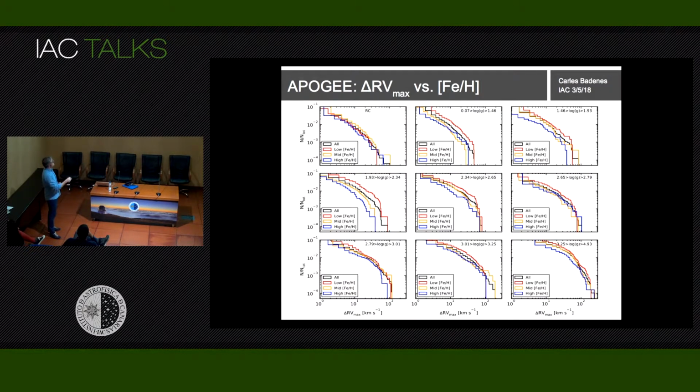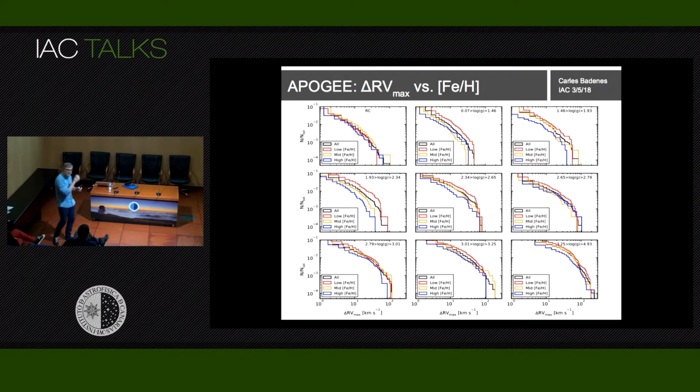This is, as a function of log G, the delta RV max histograms that I've been showing you. So this is the main sequence. You're going to larger and larger stars until you get to the tip of the red giant branch. This is the red clump. Forget about the red clump for a minute. But in all the other histograms, you see clearly, and this is a logarithmic plot, a log-log plot, so the difference between this and that is very large, that the low metallicity stars are always above the high metallicity stars at all log Gs.